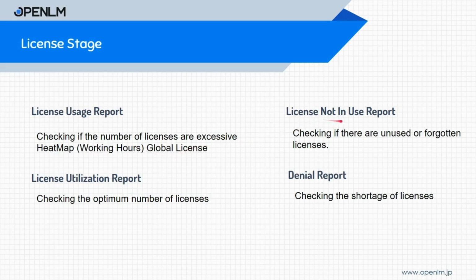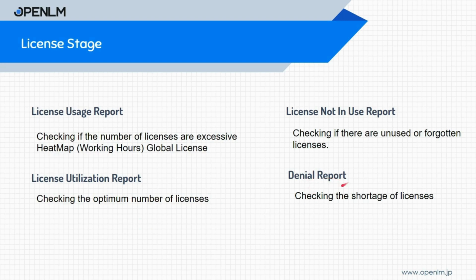And then the license not in use report. Check if there are unused or forgotten licenses. So maybe an employee or user left the project or company. So you can check that. And then the license utilization report. Check the optimum number of licenses. So OpenLM can tell you which is the best number of licenses against the total number of licenses. So you can reduce the cost of licenses.